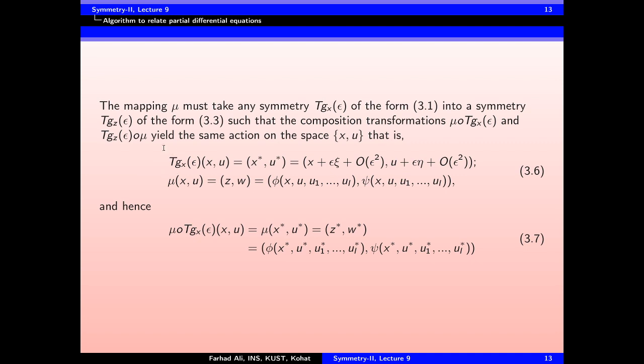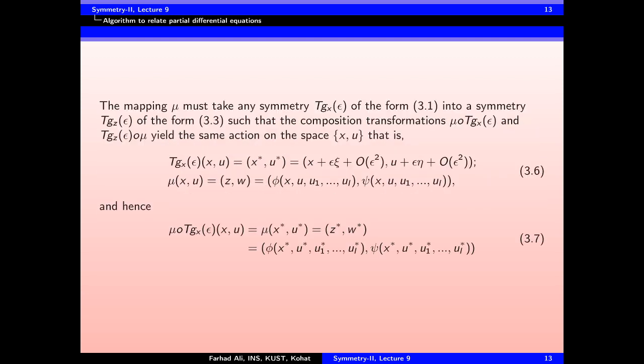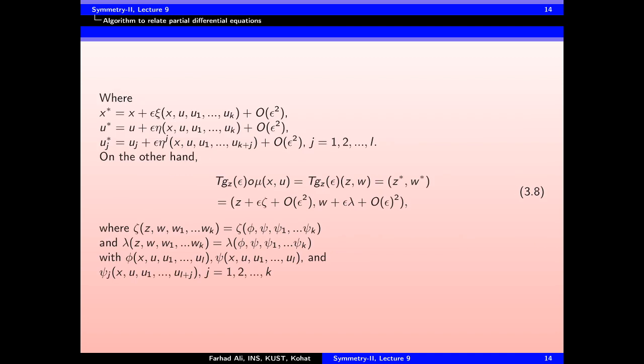The mapping mu and the group action, this is the composition. First, the group action is applied on XU, which becomes from X to X star, from U to U star, and then the action of the mu, which converts X and U into Z and W, where Z is equal to phi and W is equal to psi, defined in the previous equation 3.5. You see Z is phi and W is psi. So this is the composition of the two mappings. One is the group action and the other is the mapping mu.